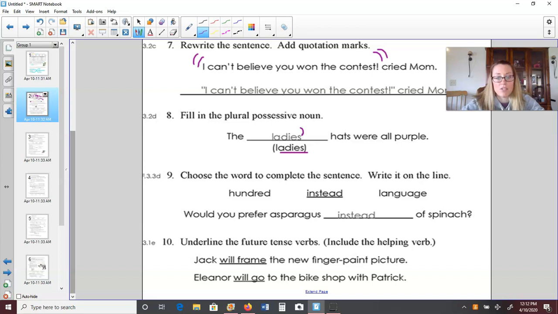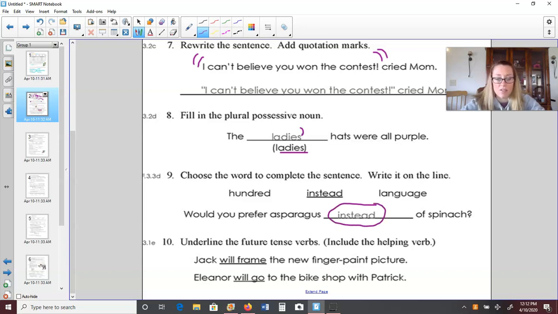Number nine, choose the word to complete the sentence. Write it on the line. Would you prefer asparagus, blank of spinach? I don't know that many would choose either of those options. I personally like both, but anyways, would you prefer asparagus instead of spinach? Well, instead is the only option that makes sense.